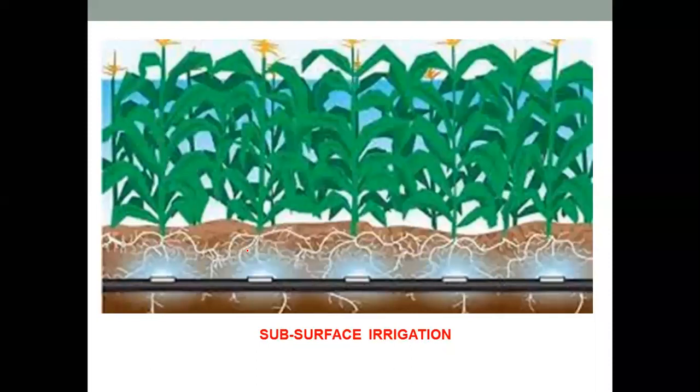Now in the second type of method, the sprinkler irrigation method, it was different from surface irrigation in that we simulated the natural process of rainfall. And in this last type of method, the subsurface irrigation method, we are going to provide water through pipes directly to the roots of the crop.